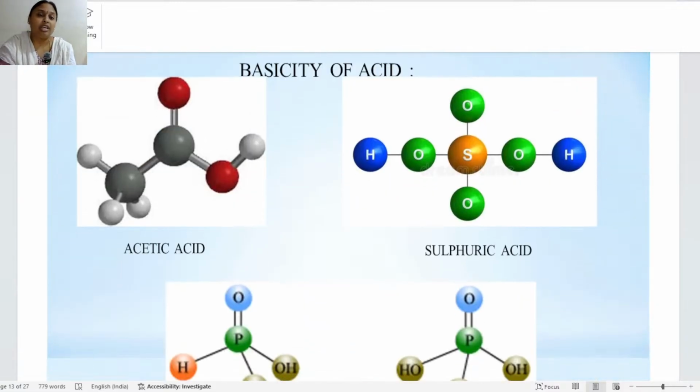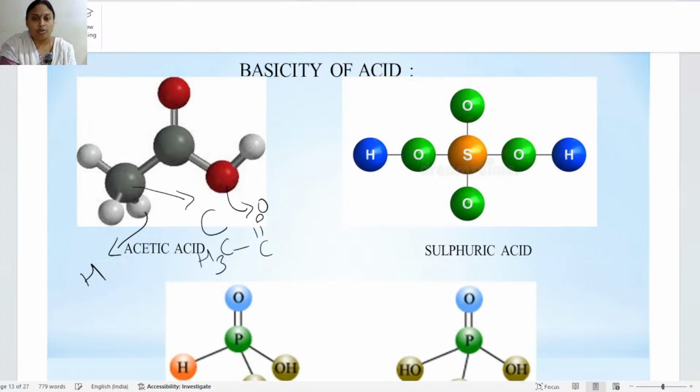See, in acetic acid, this represents carbon, this white color represents hydrogen, and this red color represents oxygen. So what formula should we write? CH3, C double bond O, OH. How many replaceable ions are there here? Only one replaceable ion. So that is why it is monobasic.